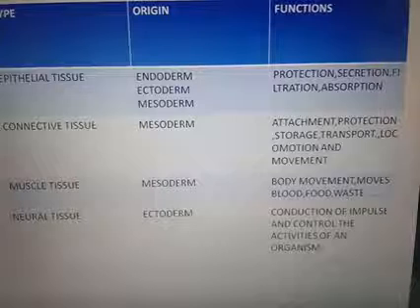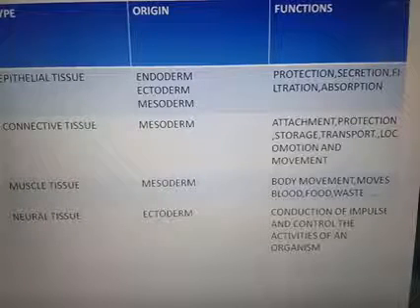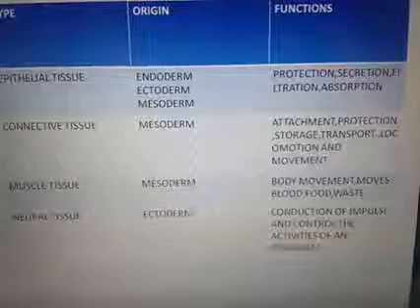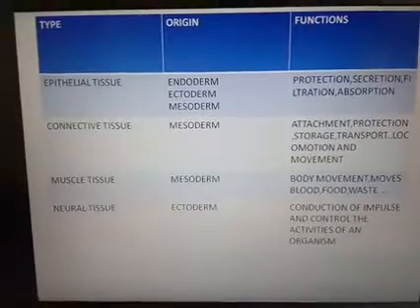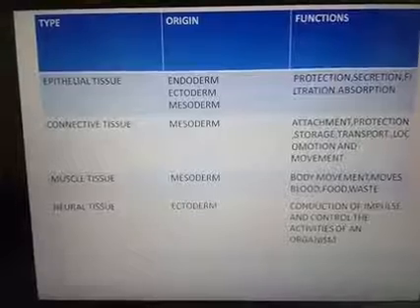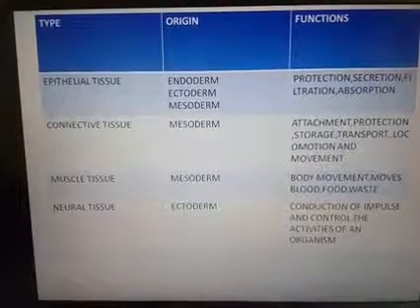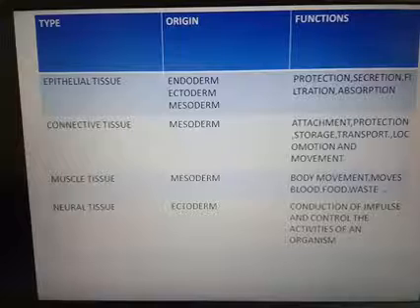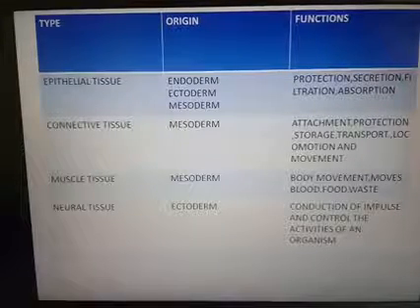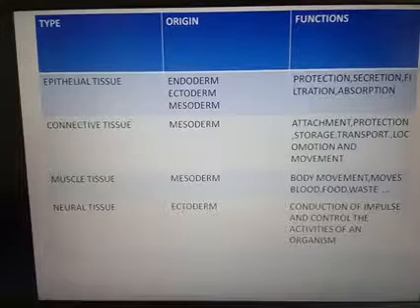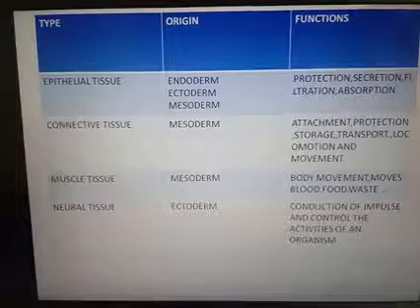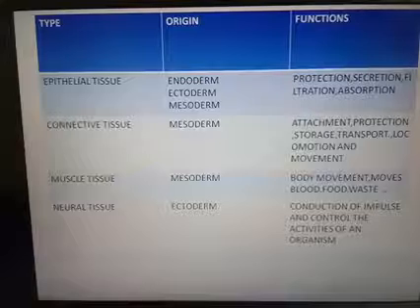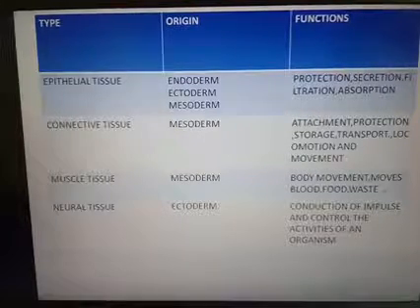Epithelial tissue originates from the endoderm, ectoderm and mesoderm. What are these? Ectoderm, endoderm and mesoderm are the three germ layers. The organism which has these three germ layers is known as triploblastic. The organism which has only two layers, ectoderm and endoderm, with the middle layer, the mesoderm, not developed and having mesoglea instead, is known as diploblastic.